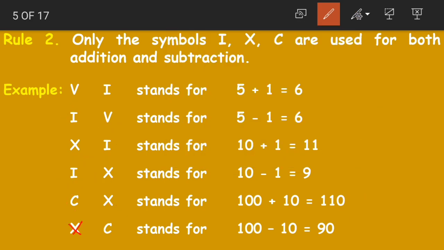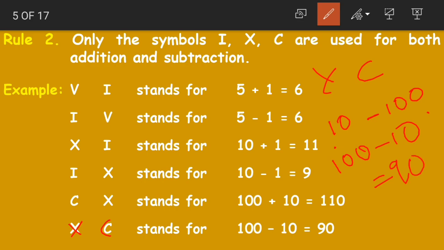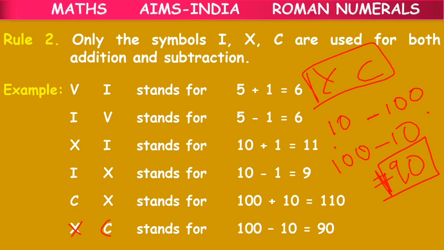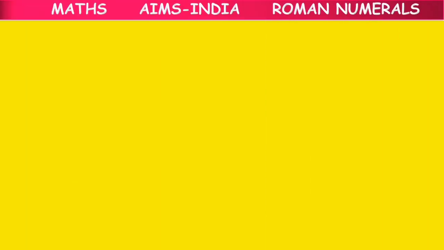The last one, XC. Now again look here. X is 10 and C is 100. Now we are having the smaller one first and the larger one on the right side. So what we do is we subtract: 100 minus 10 is equal to 90. So the value of XC becomes 90. Understood, children? What was this? We read that the symbols I, X and C are used for both addition and subtraction. This was our rule number 2.